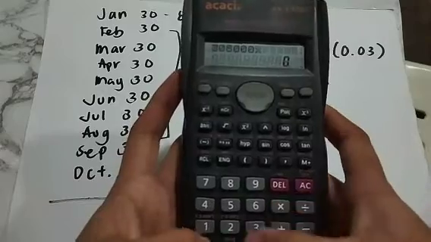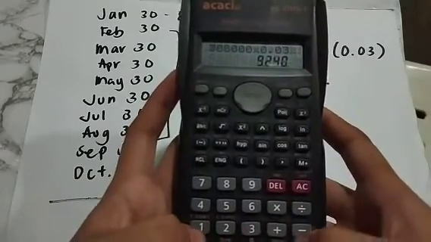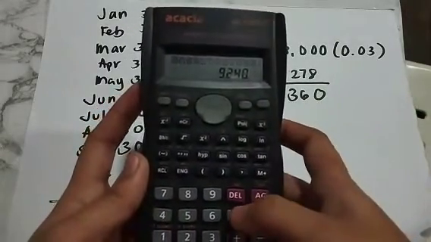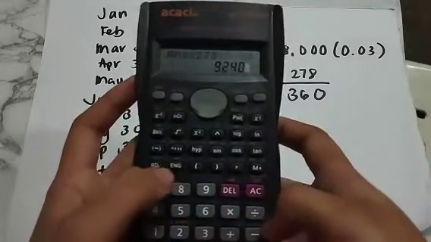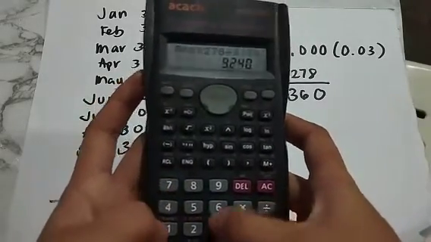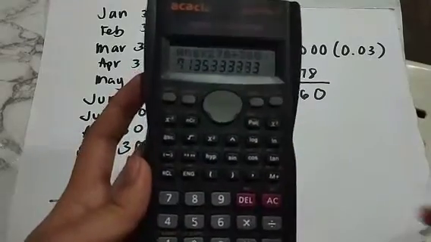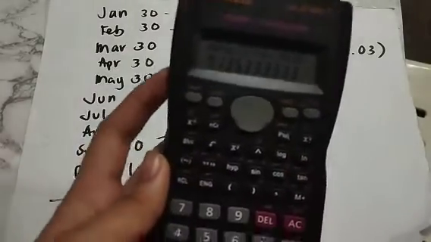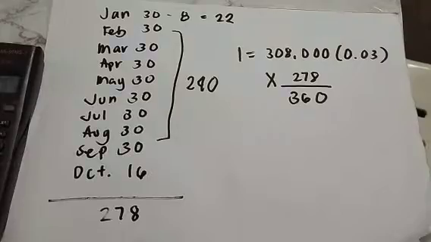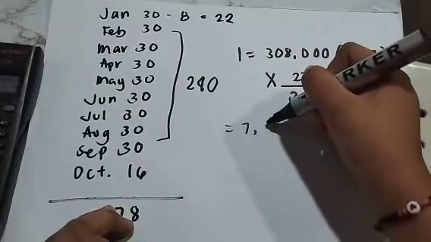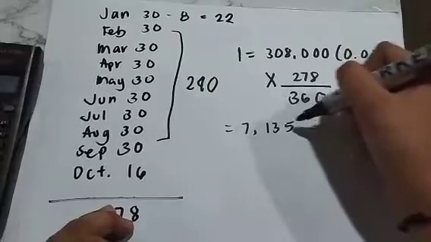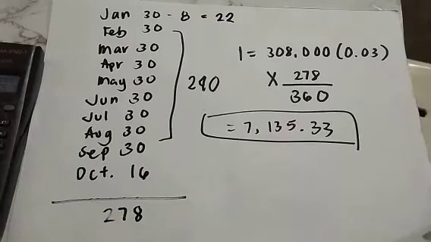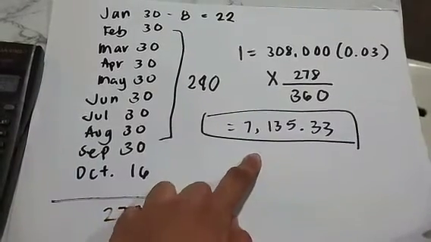Same process ulit. 308,000 times 0.03, 9,240 pa rin, times 278 over 360. The answer is 7,135.33. So, yung ordinary interest using approximate time, ito yung sagot.